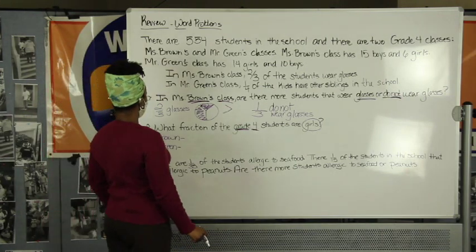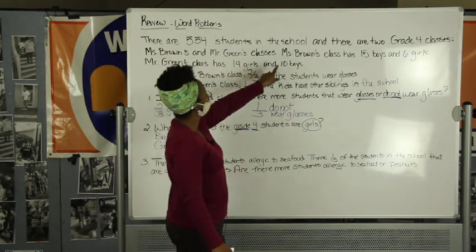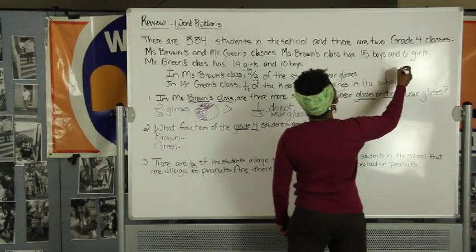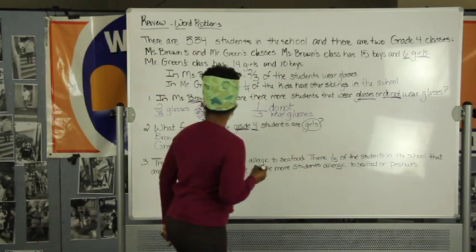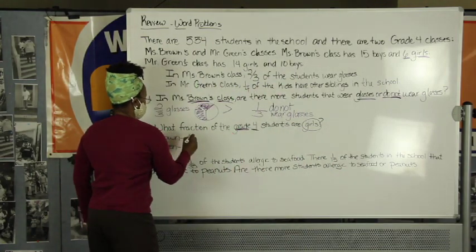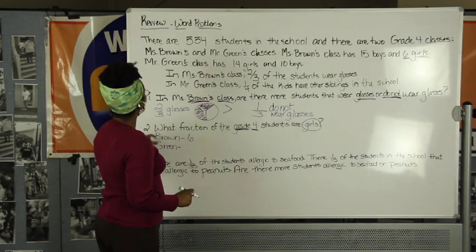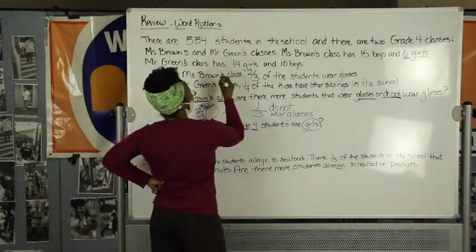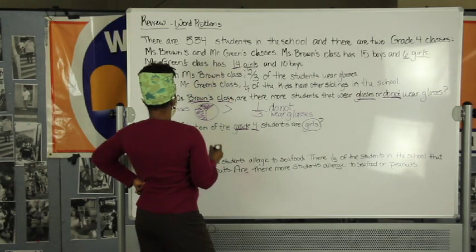Okay? So how many girls are in Miss Brown's class? Miss Brown's class has 6 girls. So I'm going to put 6. Okay, Mr. Green's class, how many girls? Mr. Green's class has 14 girls.